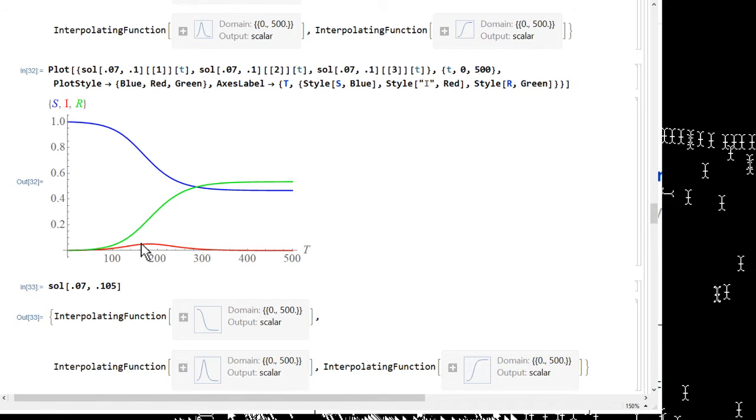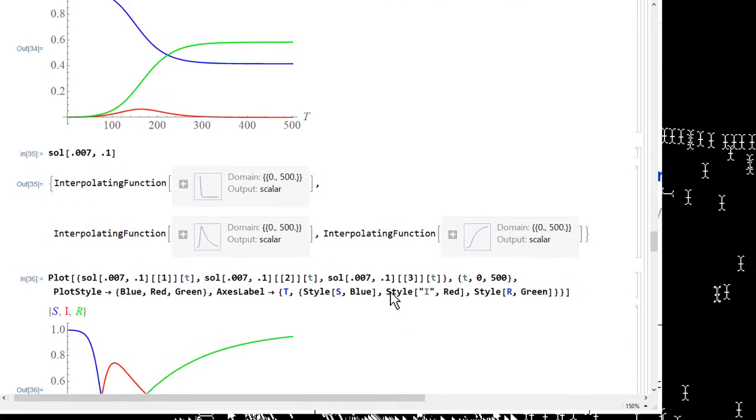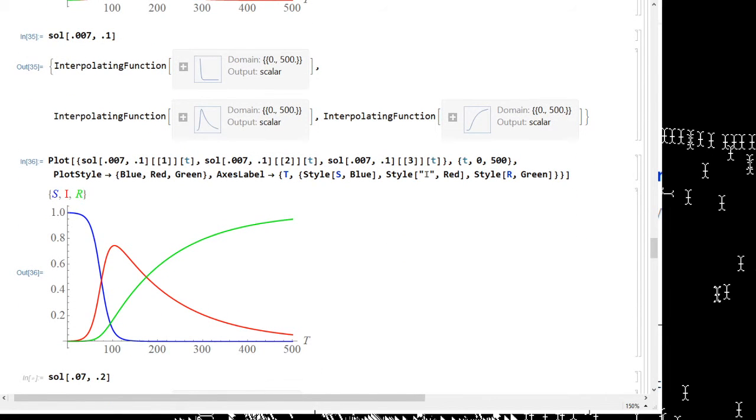But what you see here, if you do that, you get some numbers where you can see, of course, at the beginning 100% of the people are susceptible, then some get infected, many get infected, and some then recover again.